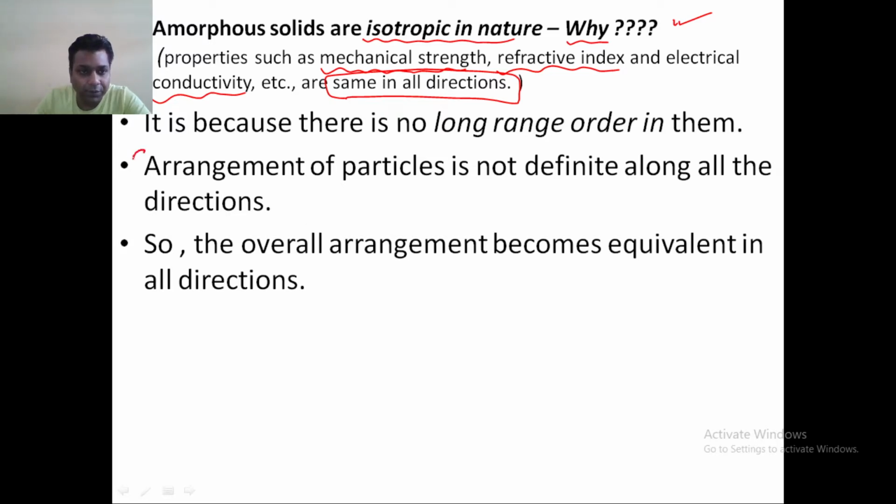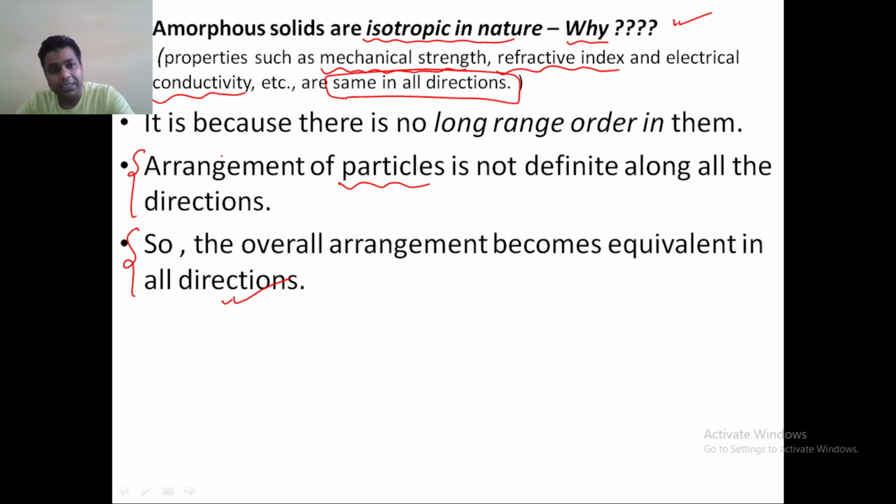You can understand this from point number 2 also: the arrangement of particles is not definite along any direction, whereas in crystalline solids you might have seen that the arrangement is in a definite way. So the overall arrangement becomes equivalent in all directions. Whenever the question comes, you can mention these 3 points and the answer will be fine, but we need to understand the 3 points first.